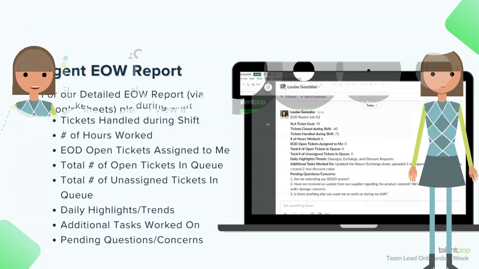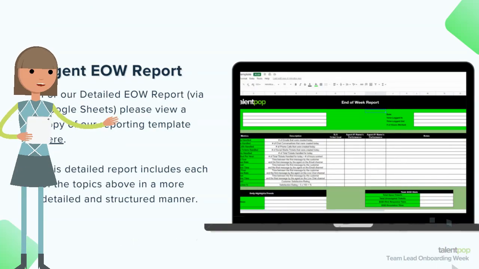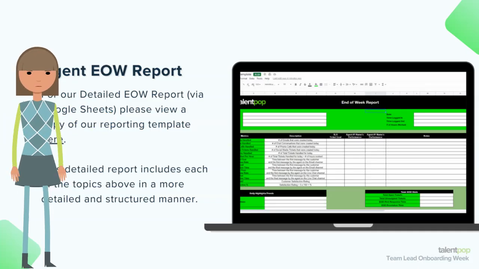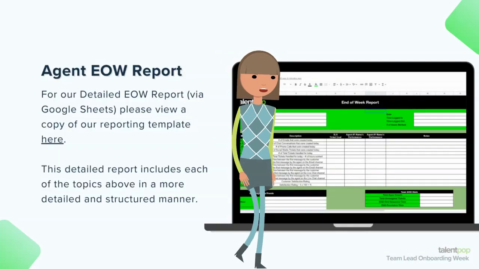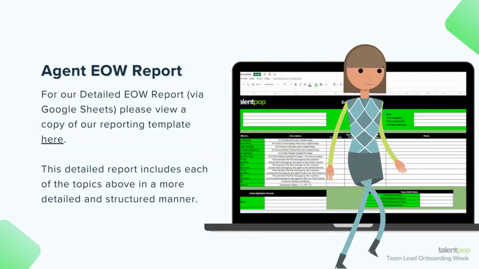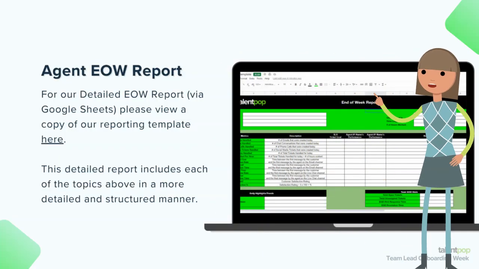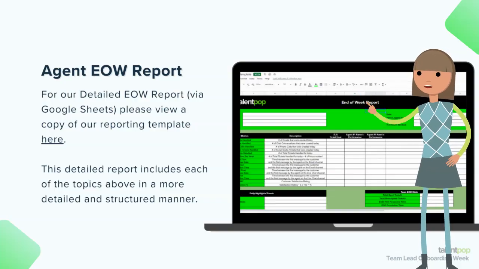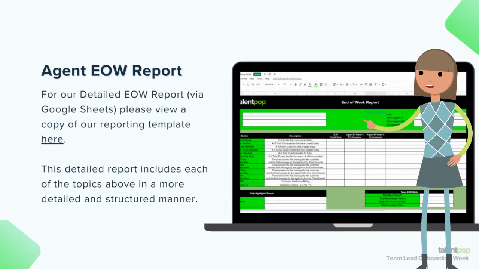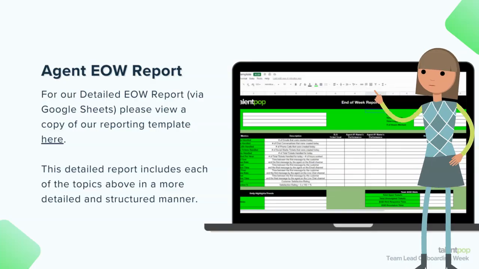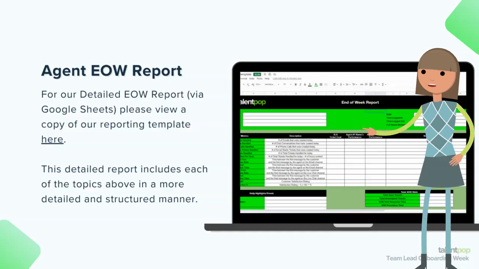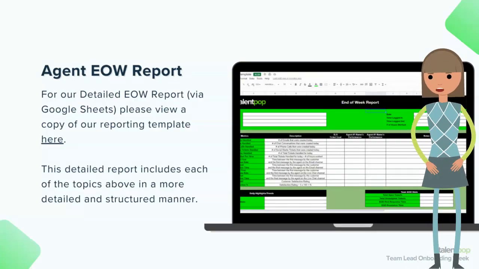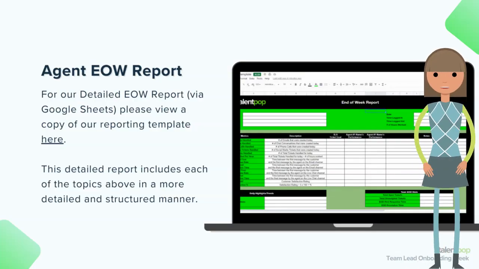In addition to daily reporting, your agents also need to complete a more detailed end-of-week report. This is done through a structured Google Sheets template and provides a broader view of their performance. It includes the same key metrics as their EOD report, but in a more detailed and organized format. Consistency and accuracy are very important here, as this report is often used for performance reviews and planning. The link to the end-of-week template will be shared with you in a bit.